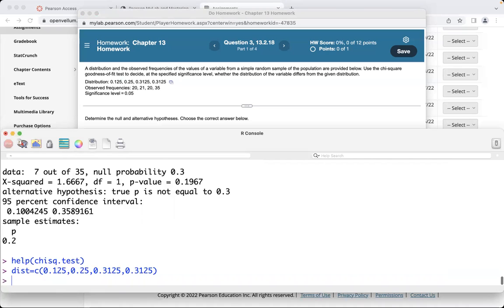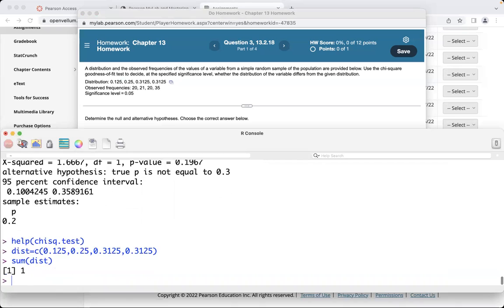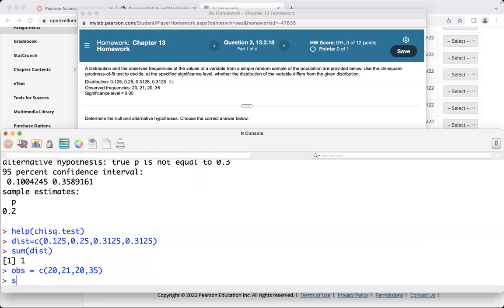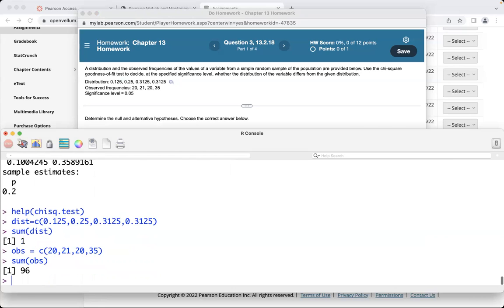So there's our distribution. Let's make sure that all the values add up to 1, just to make sure I entered them correctly. And then our observations, the values that we observed, were 20, 21, 20, and 35. So it looks like the total number of observations is 96. Then we want to see whether or not these 96 values fit that distribution that we were talking about. So this is a chi-squared test. We're going to have our values that we observed, and our P is going to be the distribution, the probability there.